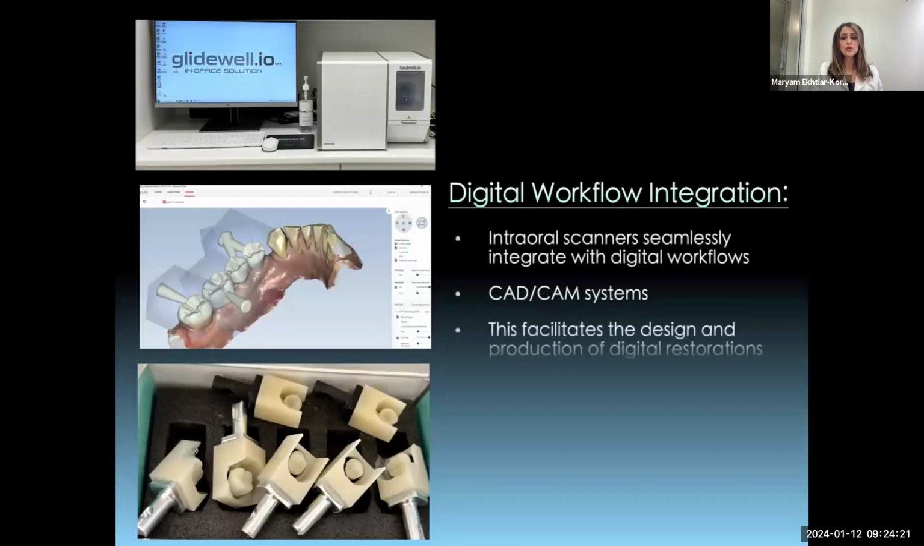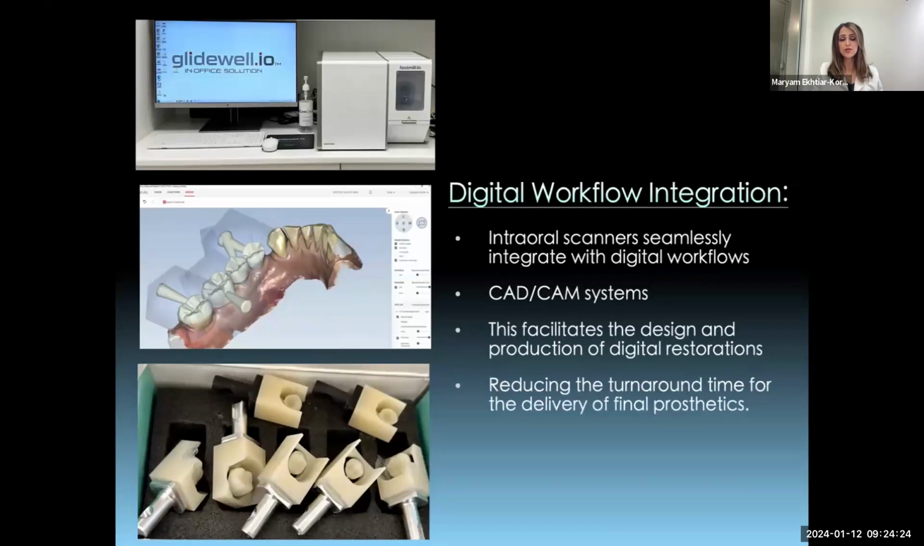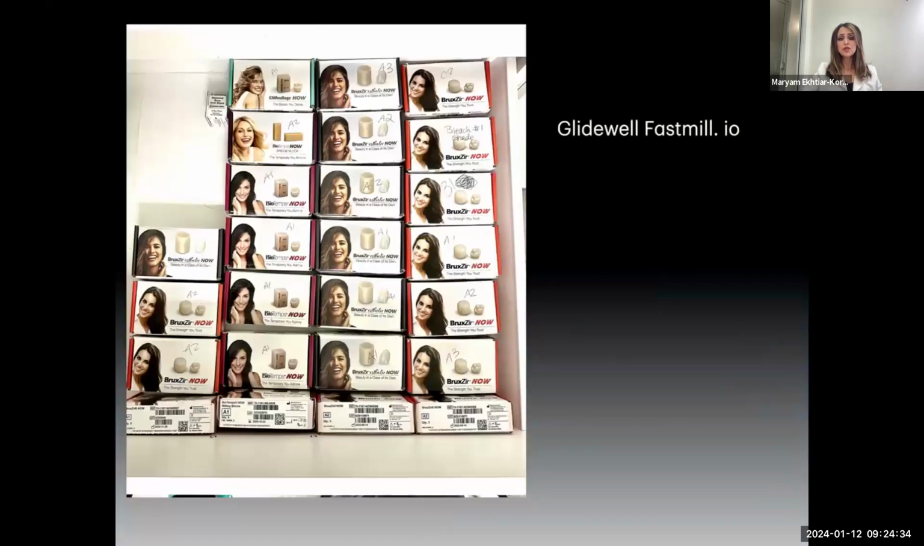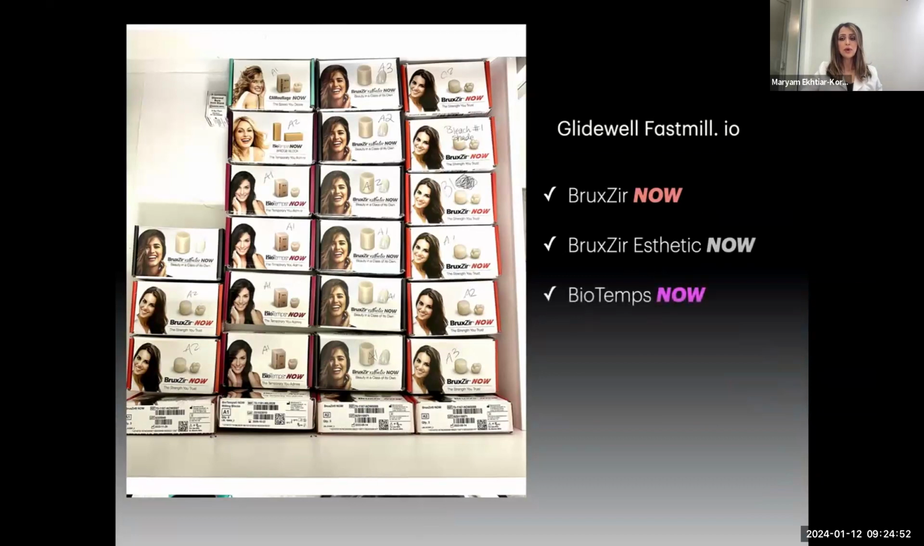So the digital workflow integration is seamless from my scanner into the Glidewell IO software. And as I want to mention in a moment, the turnaround time is phenomenal. With the Glidewell Fast Mill, you can mill a Bruxer now anywhere from 35, 40 to 55 minutes, Bruxer Aesthetic, half an hour to 45 minutes, Biotemp as well as Camouflage Now under 10 minutes, and Obsidian as well.